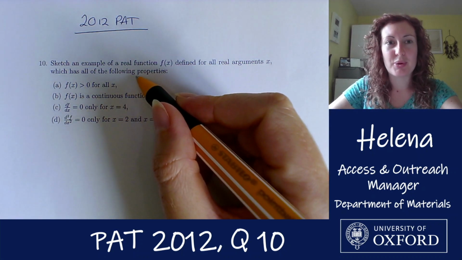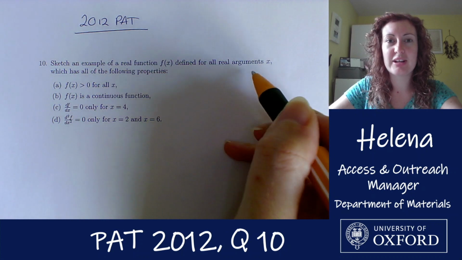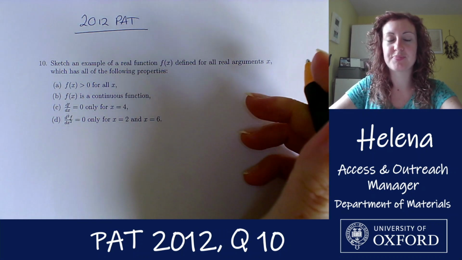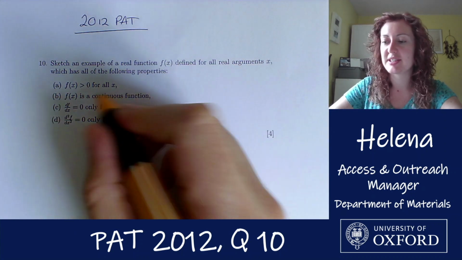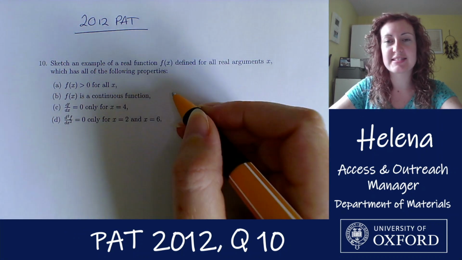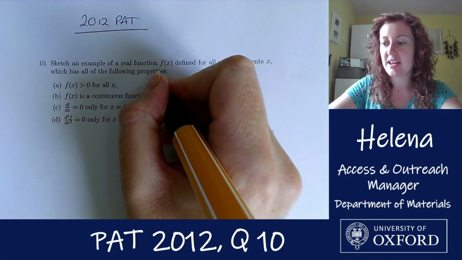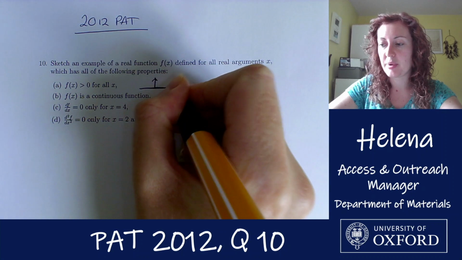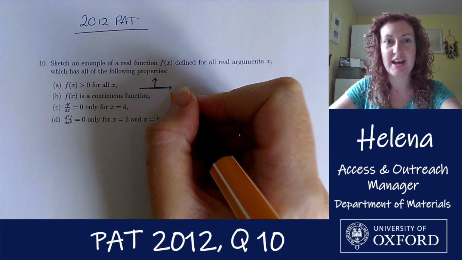Sketch an example of a real function f of x, defined for all real arguments of x, which has all of the following properties. Okay, so let's take a look at these one at a time. The first one, f of x is greater than 0 for all x. So we're not going to have any negative f of x values. So when we're sketching, we only need to consider the positive values for f of x.